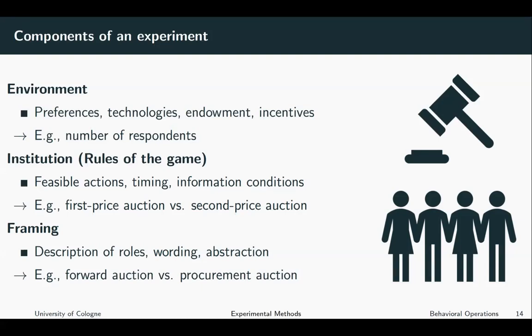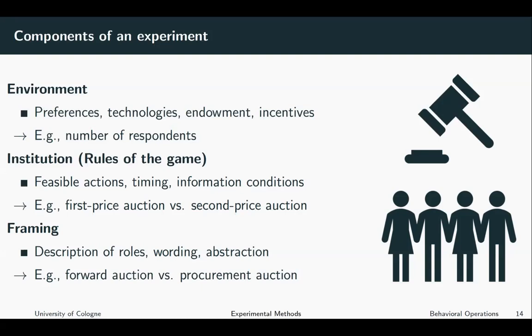So, for example, the number of respondents in ultimatum game with responder competition is part of the environment. Furthermore, the institution or the rules of the game are an important part of the experimental design. Take, for example, the actions that are feasible by the participants, the timing, or the information conditions.